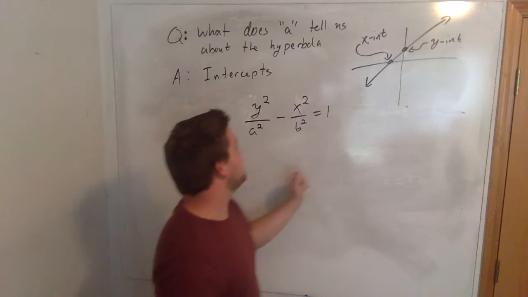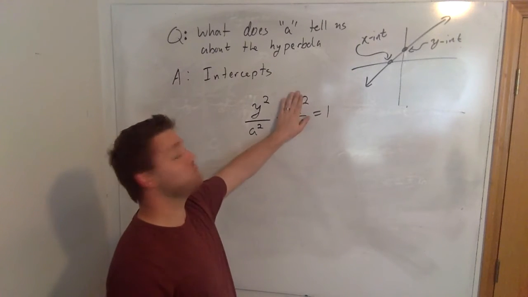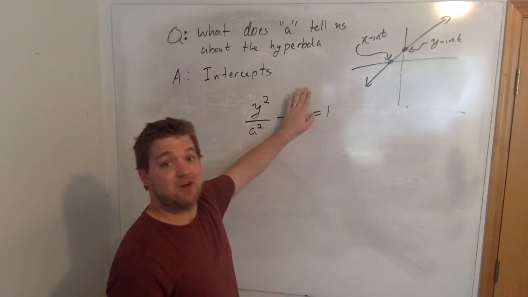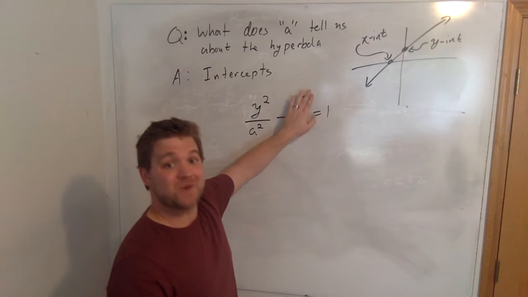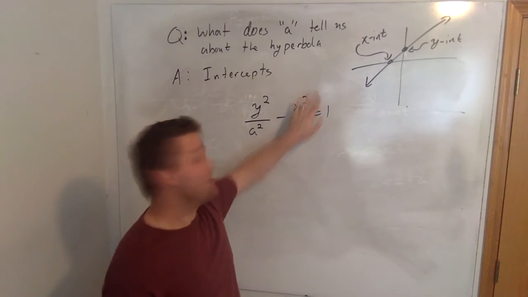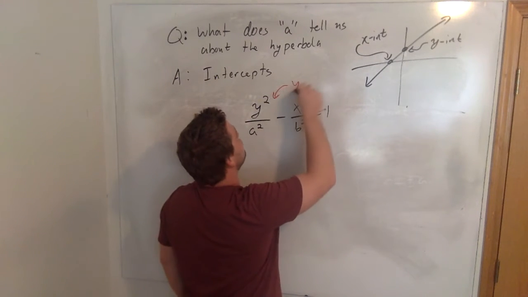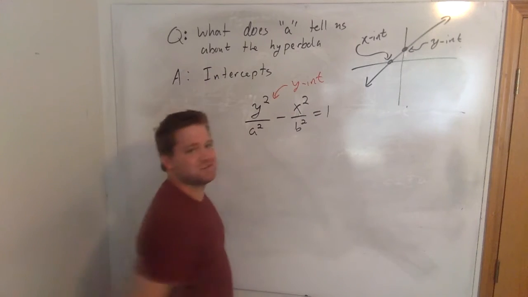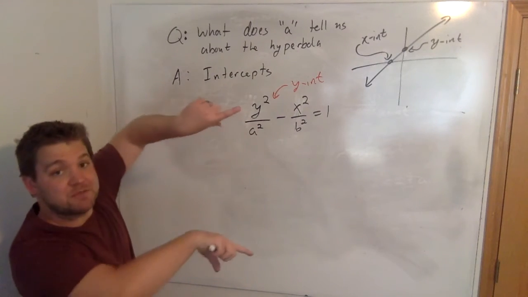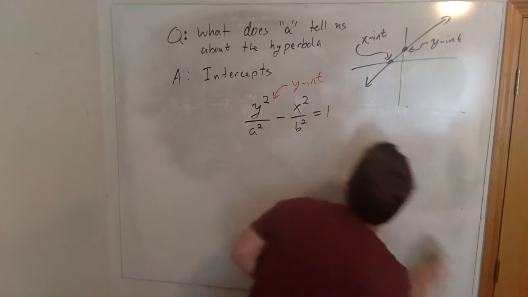For a y-intercept, that's when x is 0. So if you plug in x equals 0, this piece will get zeroed out, and you would solve for y. You'd get y squared is equal to a squared, or y would be equal to plus or minus a. So this thing has y-intercepts. So for this version, it must be opening up and down. Okay, let's write that really quick.